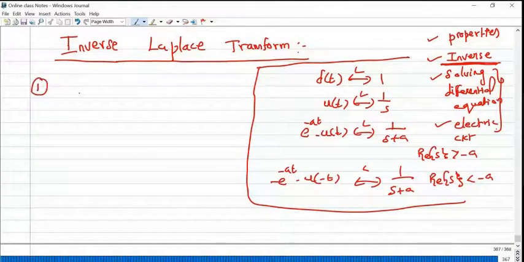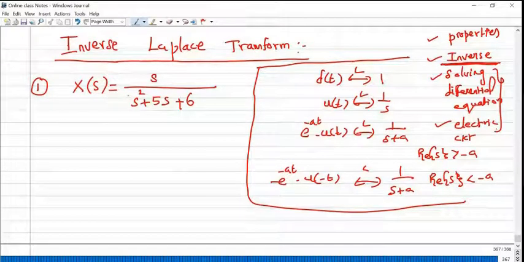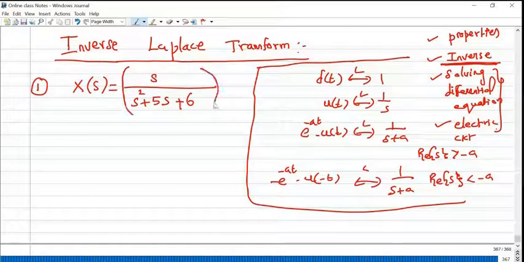Example 1. Find inverse Laplace transform of X of s equal to s divided by s square plus 5s plus 6. There is no ROC condition given, so don't worry about e power minus at u of minus t and all. If ROC is not provided in the question, you always assume unilateral Laplace transform. That is, don't go for this u of minus t term and all. Assume all your results in terms of causal signal only.